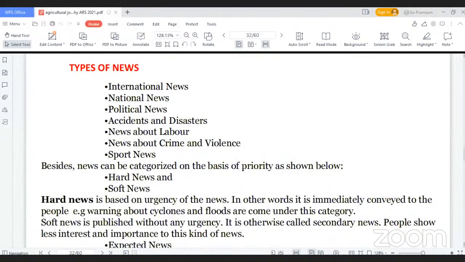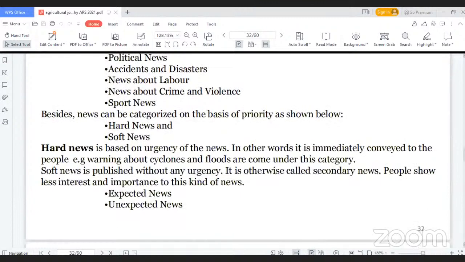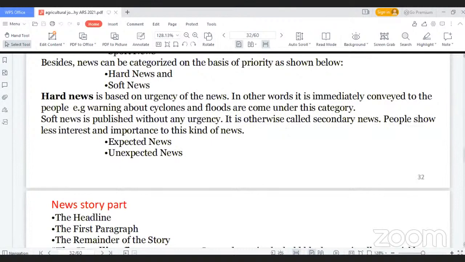But broadly, if you classify, there are two types of news. You can categorize two types of news: one is hard news, another is soft news. Hard news is based on the urgency of the news. In other words, it is immediately conveyed to the people. Warnings about cyclones, floods, you can say this is hard news. Sometimes hard news is crime, murder can happen, some accident can happen. That is called hard news. Soft news is just for entertainment, film, they call it soft news.